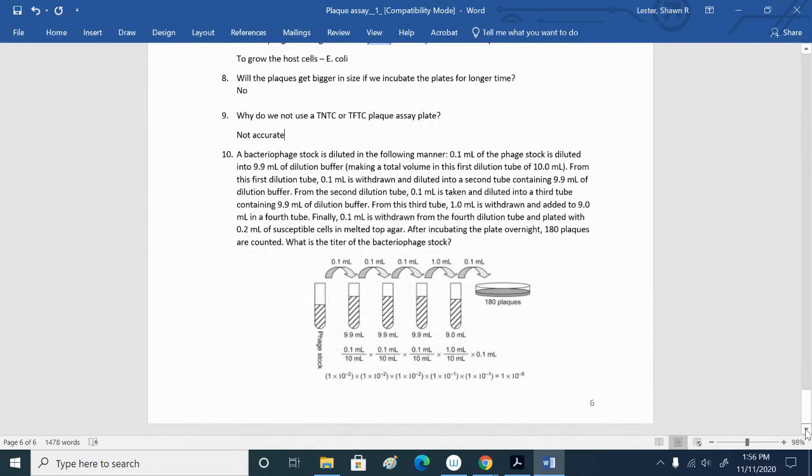And to finish off with a problem. So read through the problem, and then I'll talk you through it. It'll take a couple of minutes to read through.